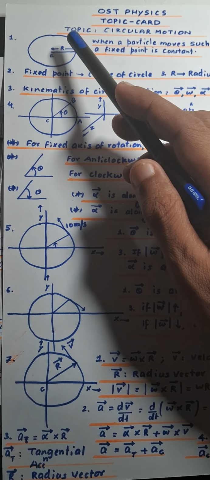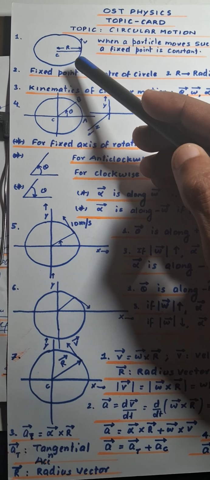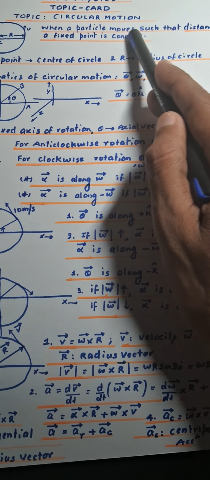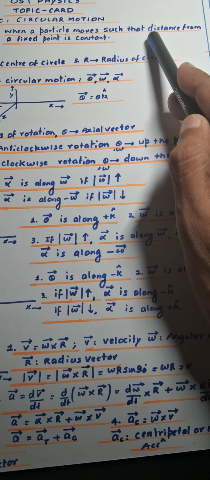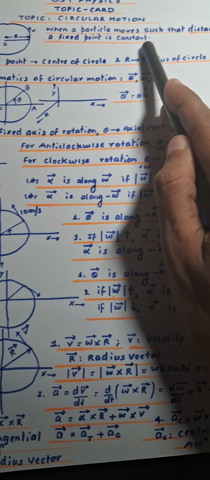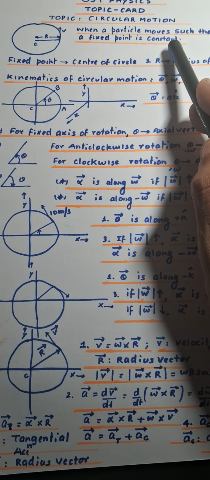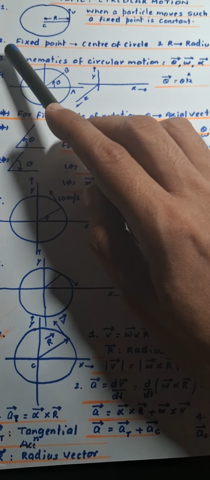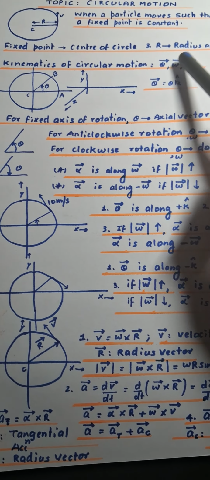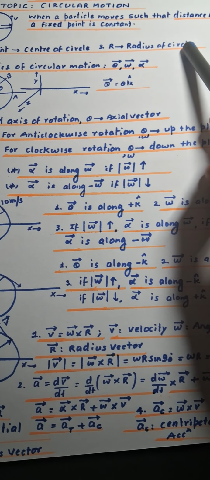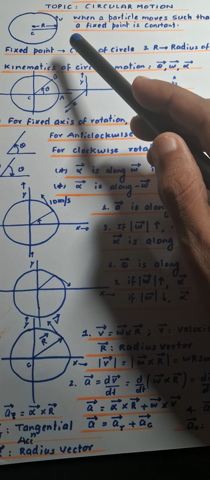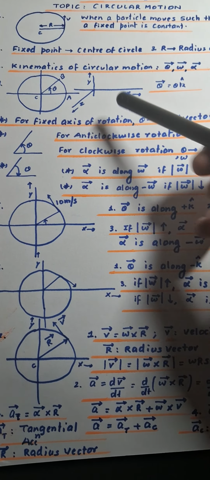So circular motion means a particle is moving on a circular path, and its characteristic is that when a particle moves such that its distance from a fixed point is constant, then we say that such motion is circular motion. And this fixed point, as you can see over here, is called the center of the circle, and the fixed distance is called the radius of the circle. So that is the definition of circular motion, the locus of a particle.